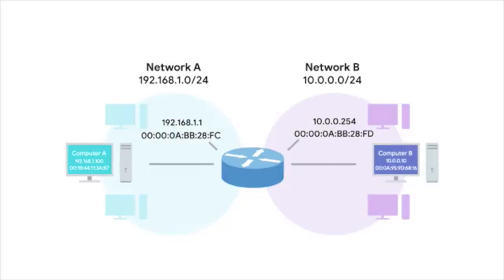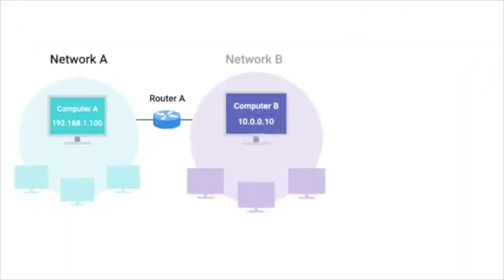That's a pretty basic example of how routing works, but let's make it a little more complicated and introduce a third network. Everything else is still the same. We have network A, whose address space is 192.168.1.0/24. We have network B, whose address space is 10.0.0.0/24. The router that bridges these two networks still has the IPs of 192.168.1.1 on network A and 10.0.0.254 on network B. But let's introduce a third network, network C.